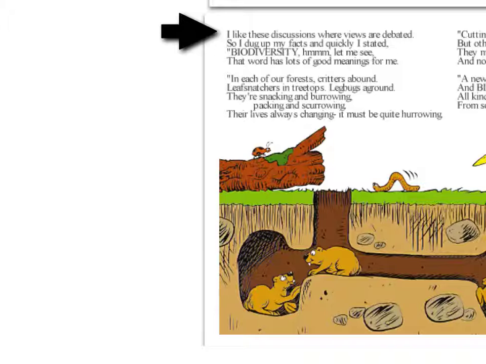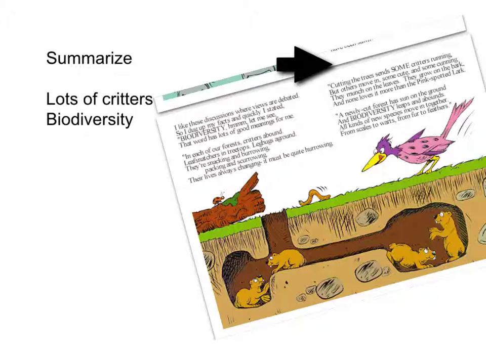Now after I read the text, I want to go into my left-hand margin here and summarize what I have just read. So here I am seeing that there's lots of critters, and that word that I was curious about from when I read the last page, biodiversity, is showing up. So now let's look at the second half of the text. You have to read it first.